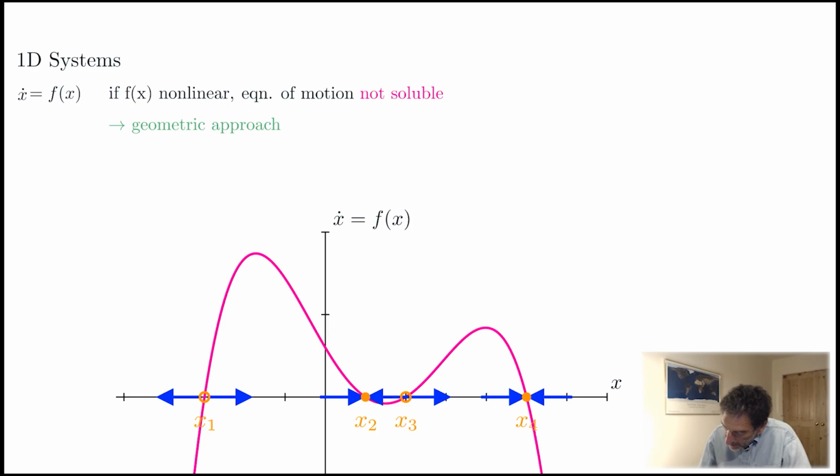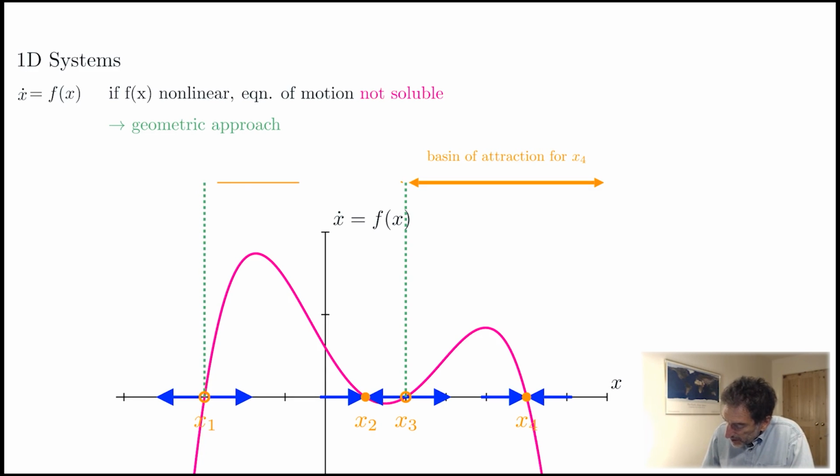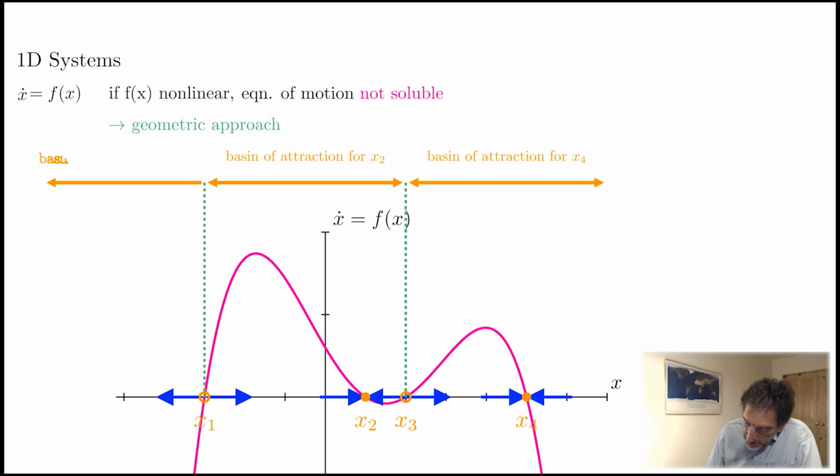If I start anywhere to the right of x3, then all starting points flow to the point x4. So this whole region here is the basin of attraction of x4. Similarly, if I start to the right of x1 and to the left of x3, then here is the basin of attraction of x2. And finally, if I start to the left of x1, every starting point is attracted to the point at minus infinity. So this is the basin of attraction of minus infinity. So one sees just by plotting the function f of x and looking where the fixed points are and where f is positive or negative, it's really quite easy to infer the global flow of the system. This is the basic program that we're going to follow to understand the dynamics of one-dimensional dynamical systems.